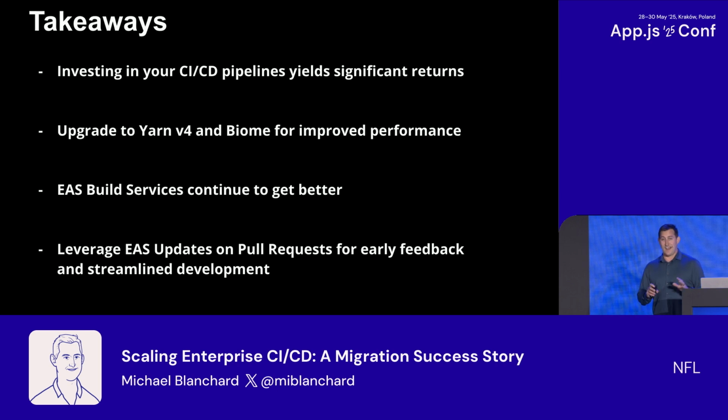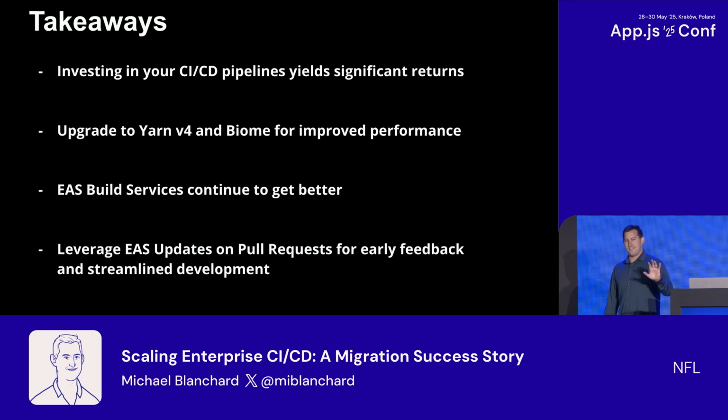So that was a lot, but I hope you can leave this talk with just a couple things. I want to make sure that everybody knows that investing in your CI/CD pipeline will pay for itself, whether that's in your infrastructure costs or in your development team's time. It adds up. Two of the easiest, quickest wins: upgrade to Yarn v4, and then Biome. Those will have dramatic savings in time and cost.